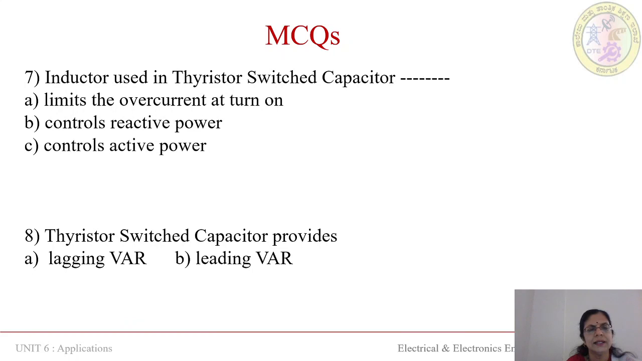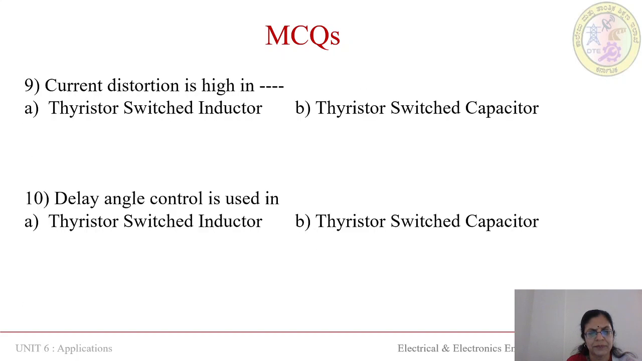Next, the inductor used in thyristor switched capacitor dash: limits the overcurrent at turn on, controls reactive power, controls active power. Answer is it limits the overcurrent at turn on. That is solution A. Thyristor switched capacitor provides lagging VAR, option B, leading VAR. Answer is leading VAR.